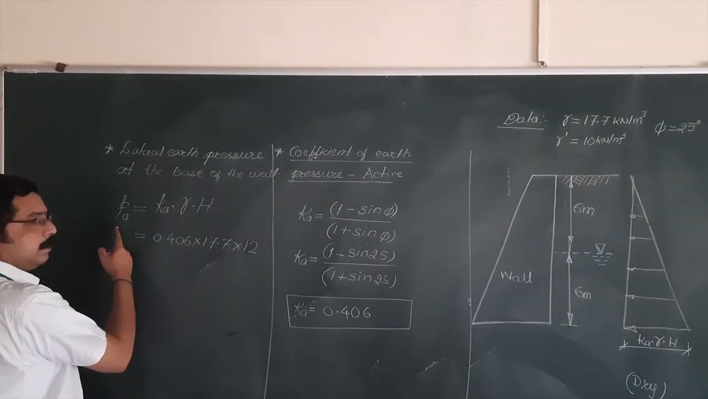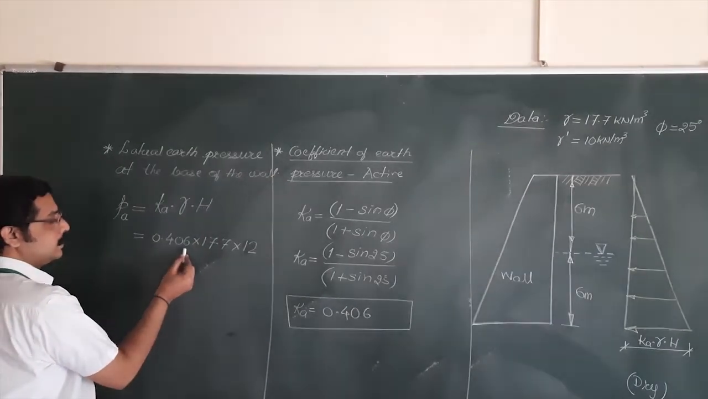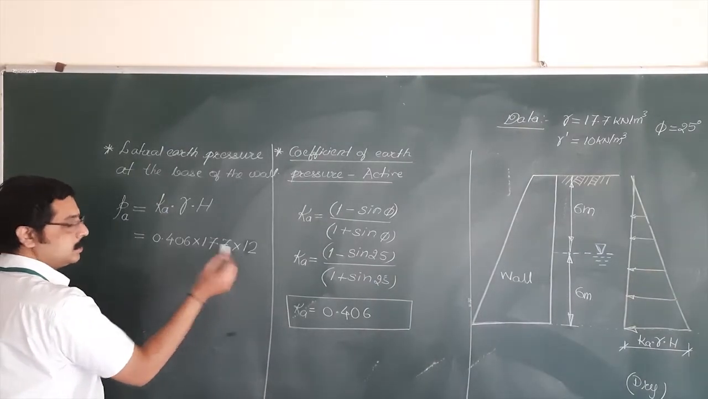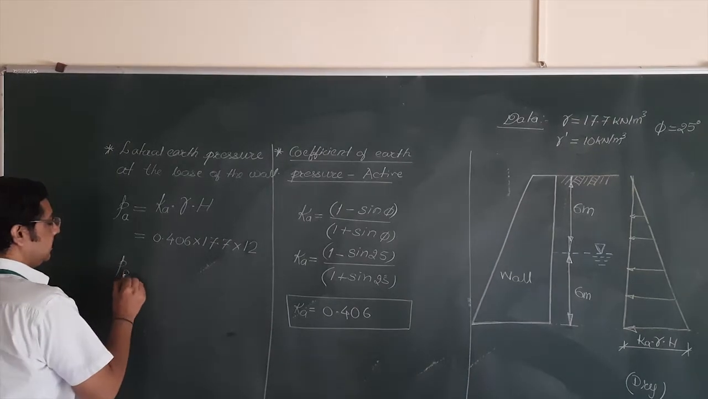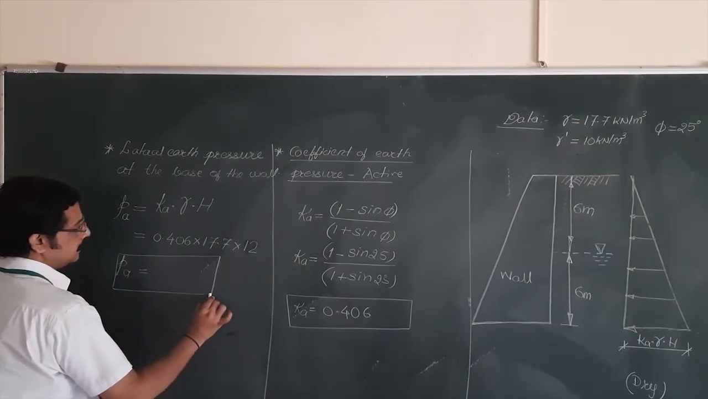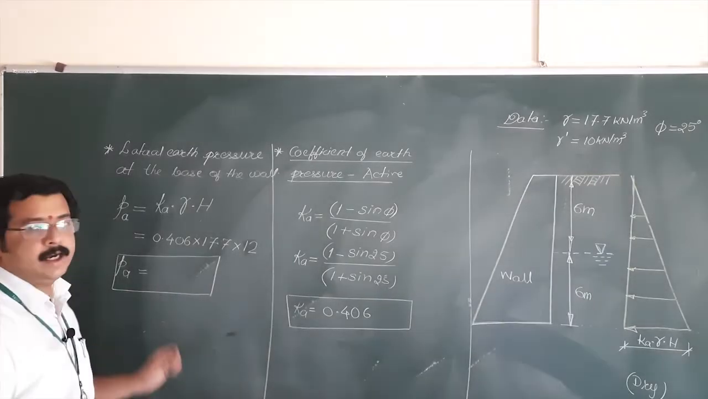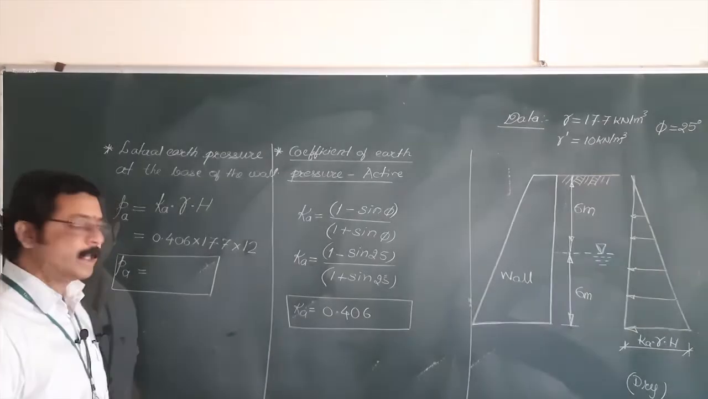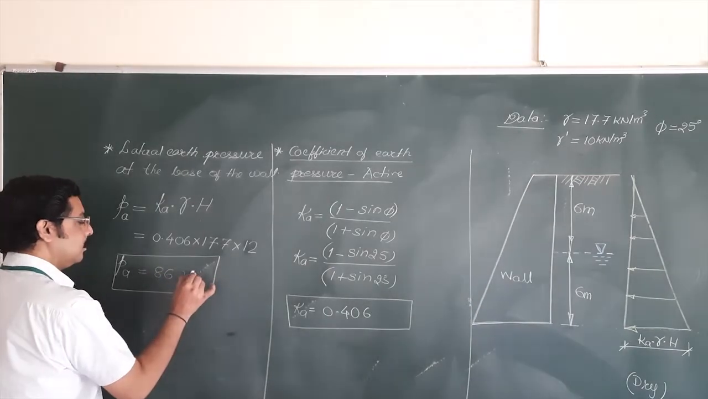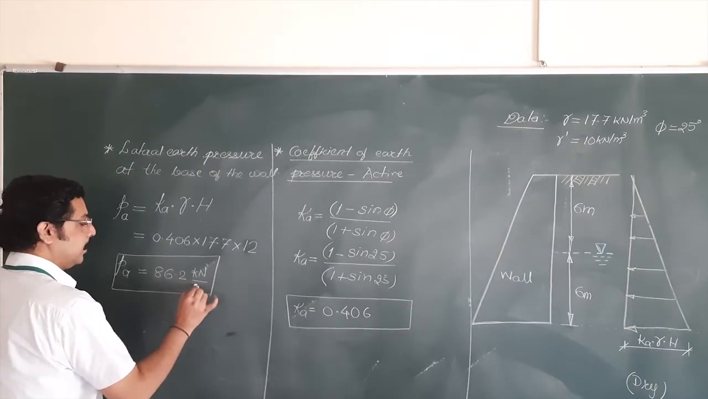How to calculate pA? pA will be 0.406 multiplied by 17.7 multiplied by total height 12 meter. Solving this, we get the value of pA. That will be the active earth pressure at the base of the wall. So it comes out to be 86.2 kilonewton per meter square.